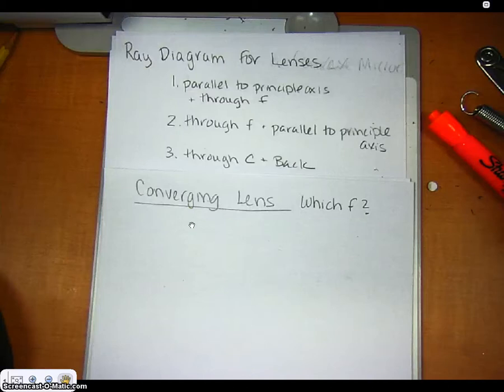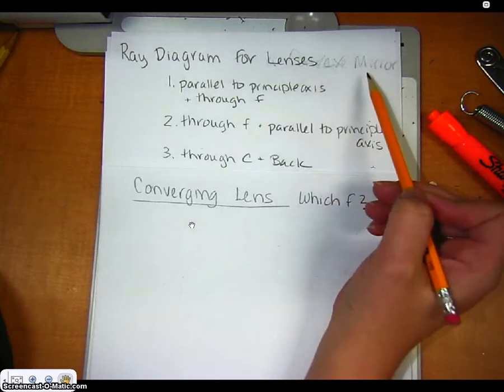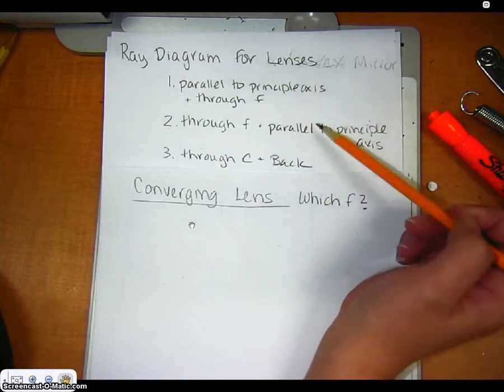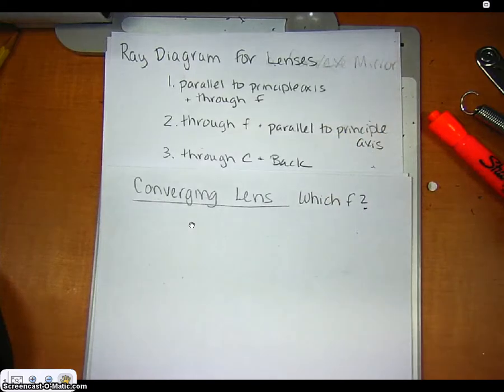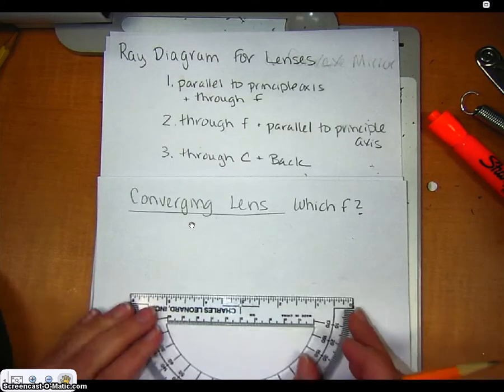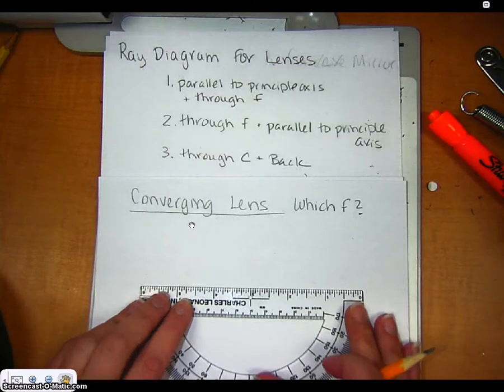Alright, in this video I'm going to demonstrate a ray diagram for a converging lens. If you notice, for all of these videos, all I've been doing is erasing and rewriting, because the rules for ray diagrams, no matter what kind you're drawing, are exactly the same. Now, lenses are a little bit different than mirrors. Because lenses allow light to transmit from either side, there is more than one F.